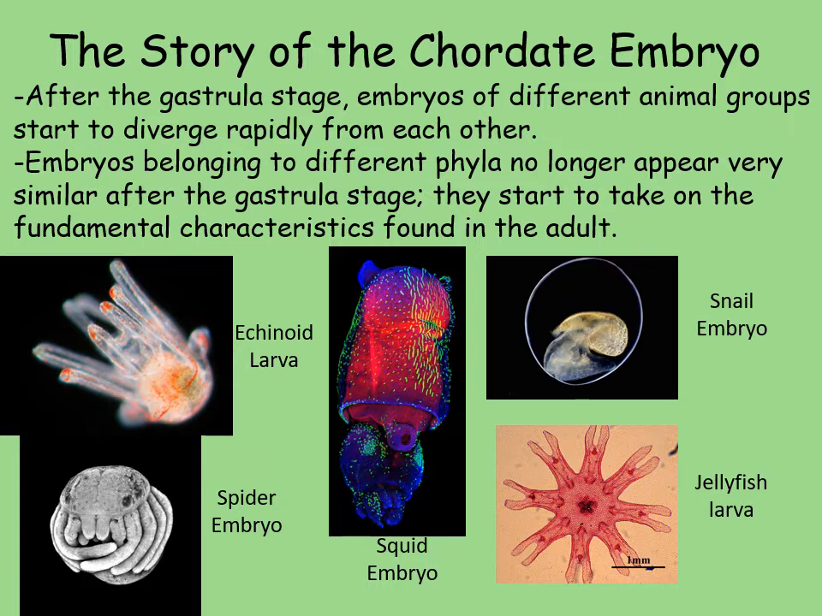So I'm showing you here some examples of different types of embryos, and you can see that they have a pretty different appearance. So here's a little spider embryo. This is a little squid embryo, snail, jellyfish, little echinoid, a sea urchin embryo.